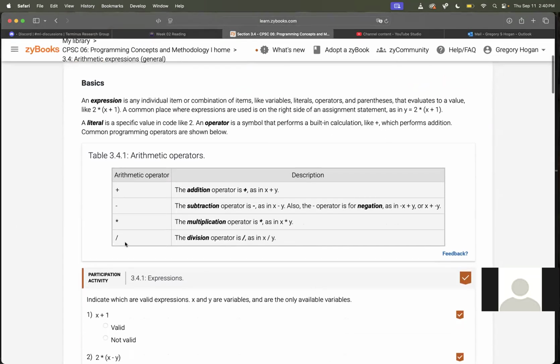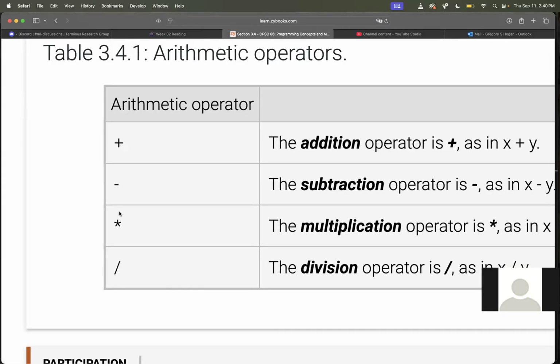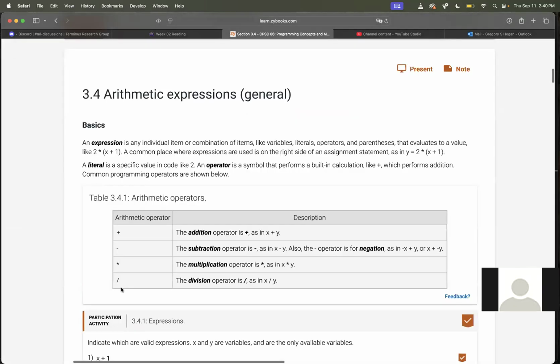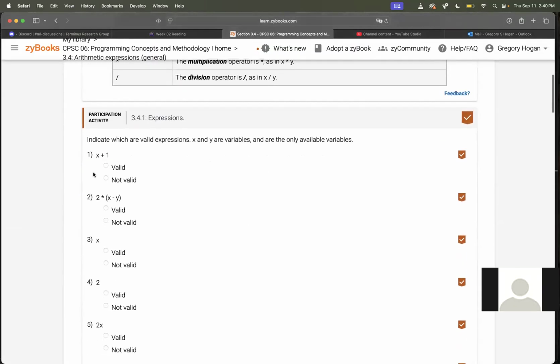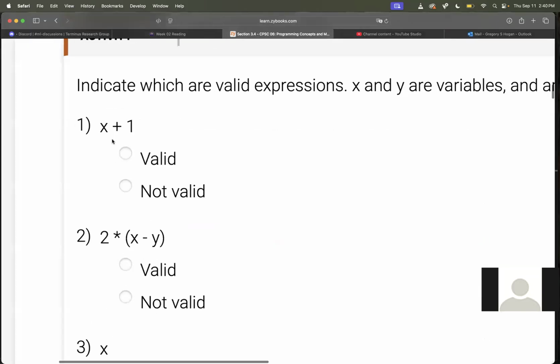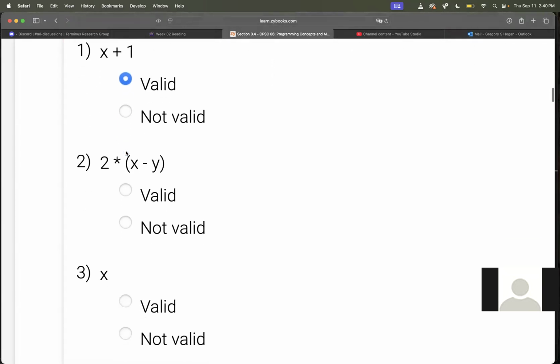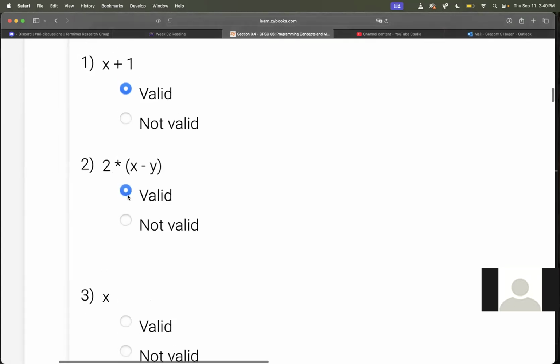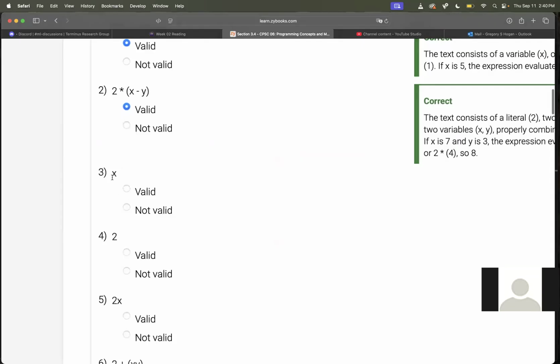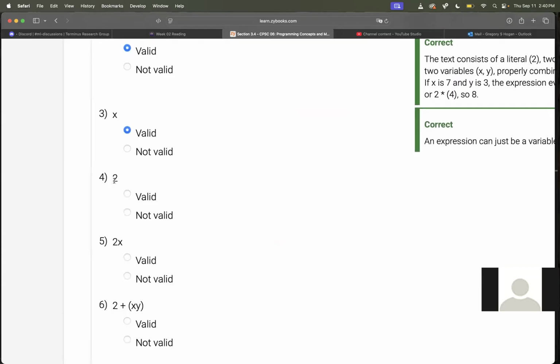Arithmetic expressions. So this is teaching us stuff that we kind of already know, right? Add, subtract, multiply, divide. Okay. Are these valid? X plus 1? Sure, you can type that in Java, right? Could you type 2 times, remember, asterisk is times, 2 times x minus y? That's fine. Could you type just an x by itself? Sure. Could you type a 2 by itself? Why not?